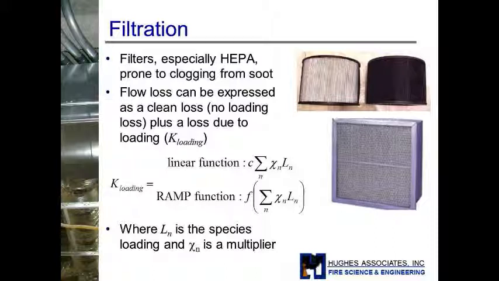And so a common approach is you just have a linear function, some constant times the sum of all the species loaded on it, where you can multiply a species by some factor. So maybe soot is twice as bad as condensed water, for example, on the filter, or you could have a more complex nonlinear function of loading.